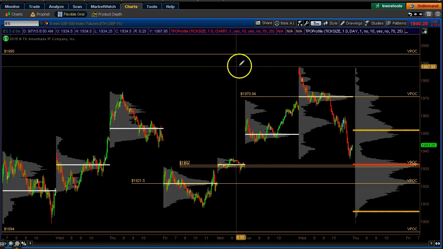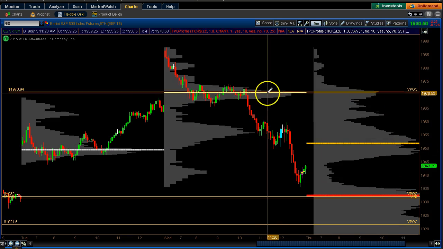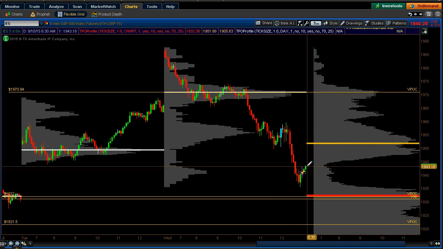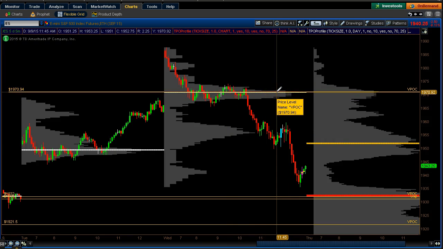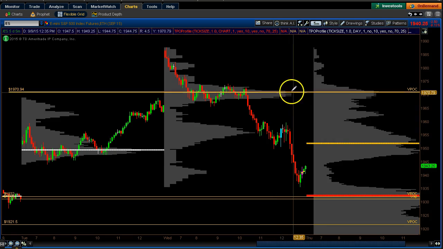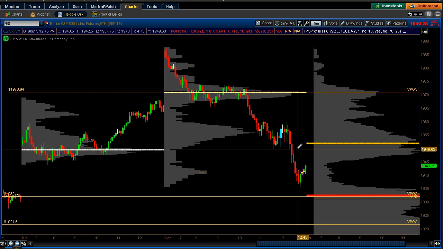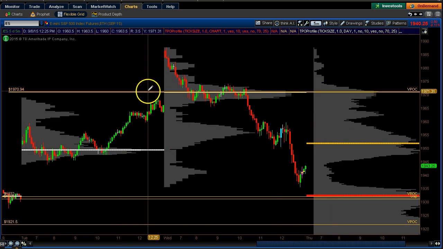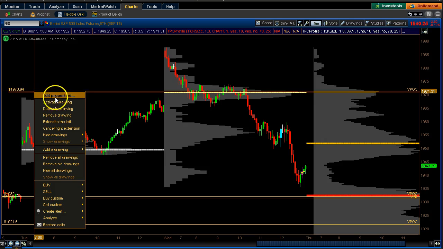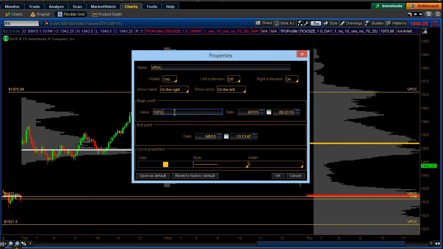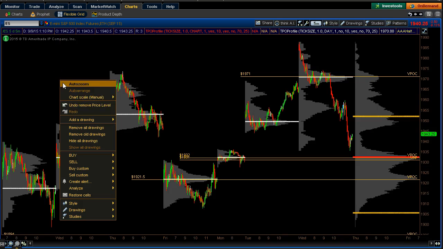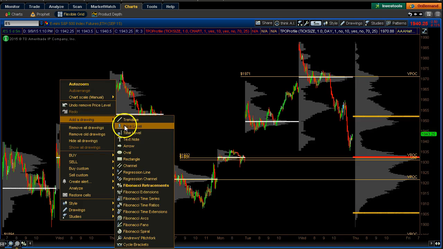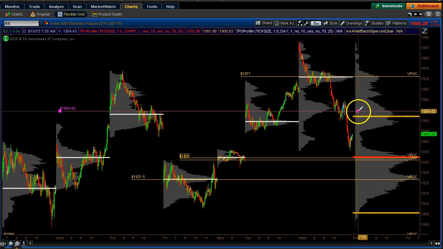So price closed today. Let's zoom in. Price closed way down here today. But what happened was this level tomorrow is going to act as a virgin point of control, because it hasn't been touched during regular trading hours. So I'm going to draw a line like I did and put in the virgin point of control. All I'm using is a regular trend line, or a price line. Just right click, add drawing, add price level. That's all I'm doing here.